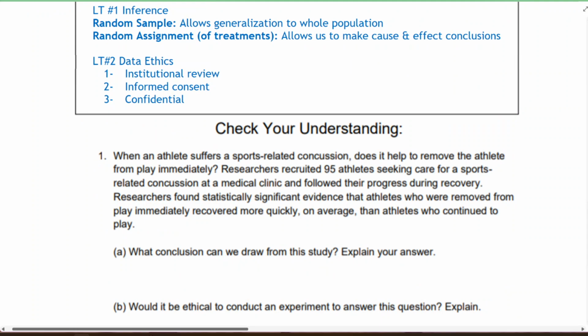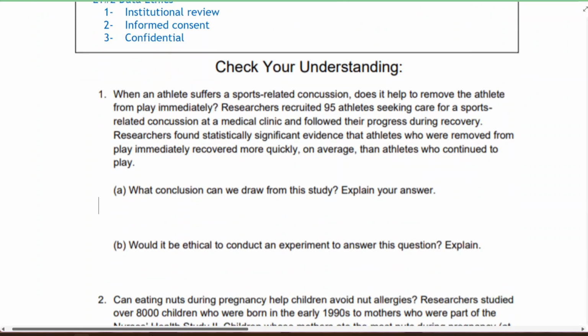When an athlete suffers from sports-related concussion, does it help to remove the athlete from play immediately? Researchers recruited 95 athletes seeking care for sports-related concussion at a medical clinic and followed their progress during recovery. Researchers found statistically significant evidence that athletes who were removed from play immediately recovered more quickly on average than athletes who continued to play. Okay, so let's break down what's going on here.